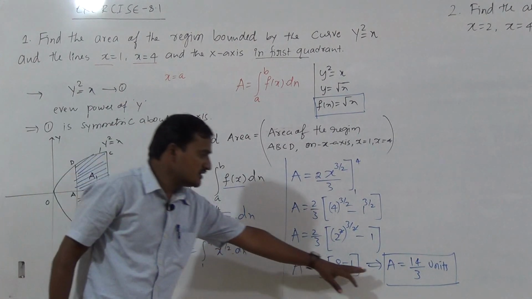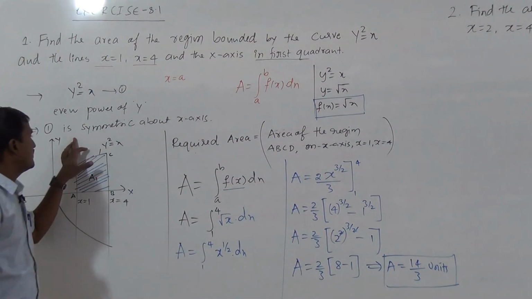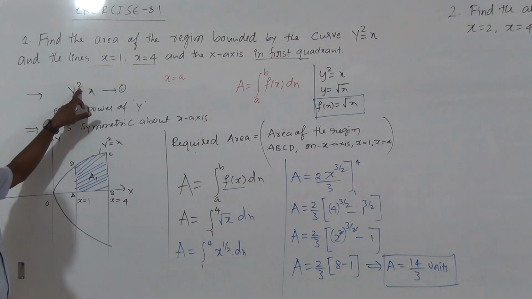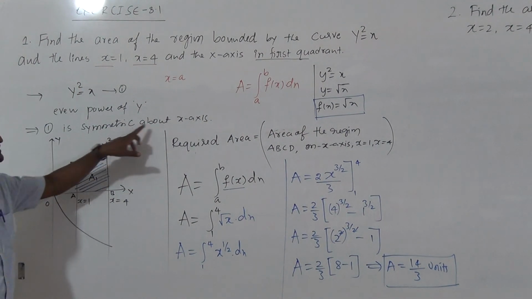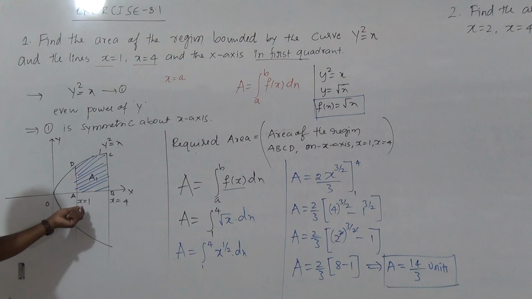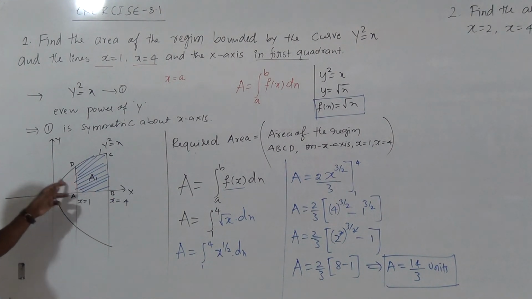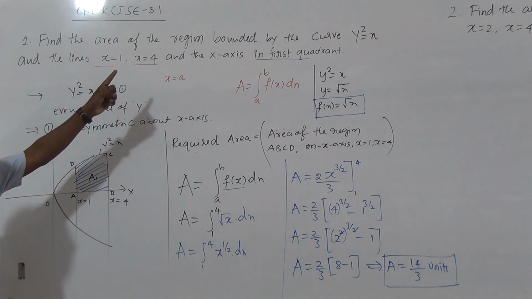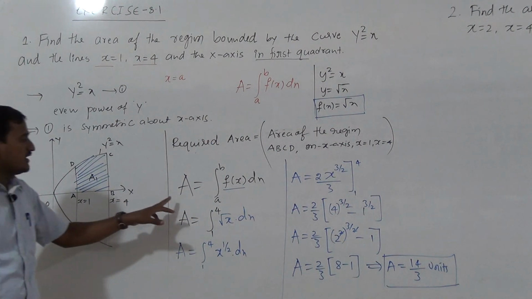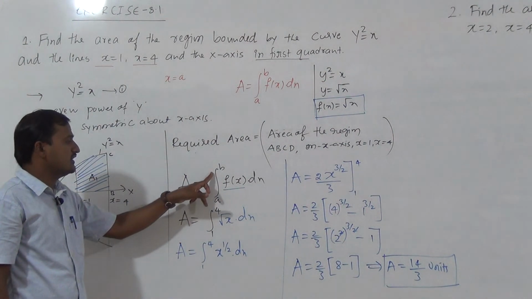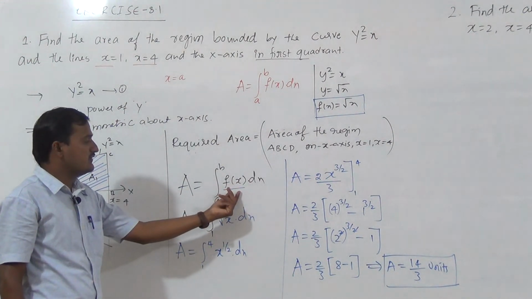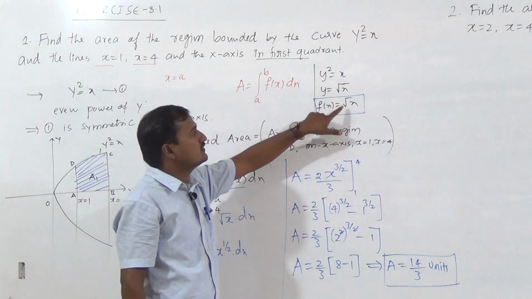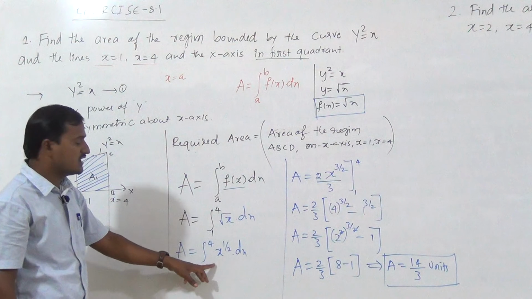So clearly, to find this area we have taken y square equal to x. Clearly it is an even power of y, which means equation 1 is symmetric about the x axis, and the lines x equal to 1 and x equal to 4 are parallel to the y axis. So here I have taken only this area because they mentioned to find the area only in the first quadrant. So I am using this formula, A is equal to the integration of a to b of f of x dx. f of x is nothing but y. So from the given equation, y square equal to x means y is equal to root x. So I have just substituted that value.